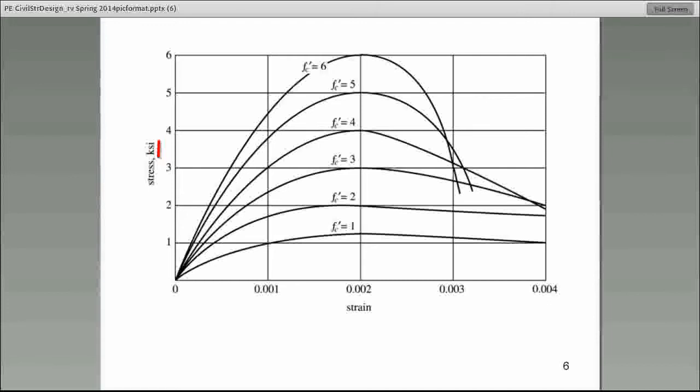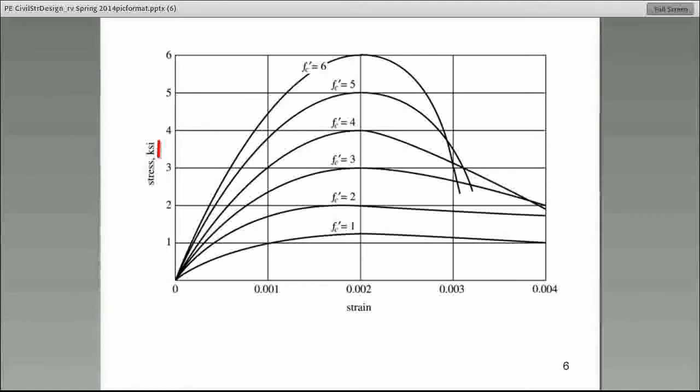Several of you are making some predictions here. Stephen says, when the stress, the highest stress occurs where the strain is 0.002. And Ryan says the same thing in a different way. Strain peaks around 0.002. Well, actually stress peaks where strain is 0.002. That's excellent.